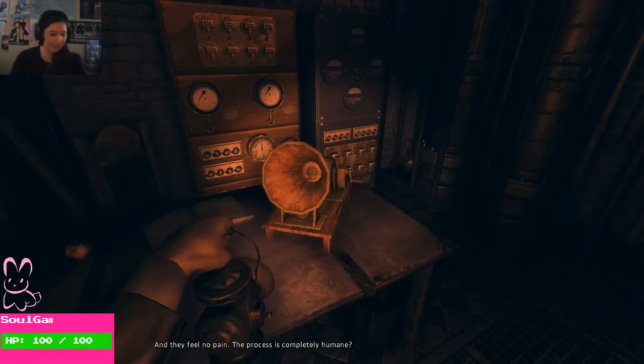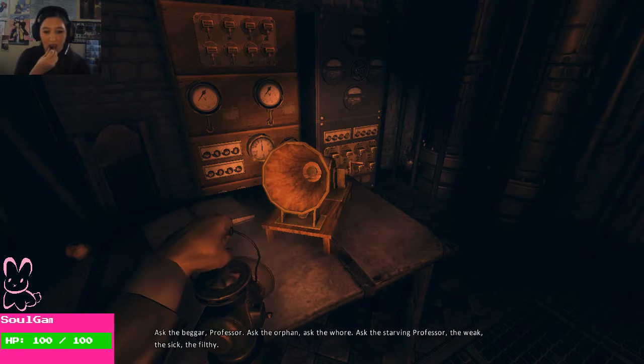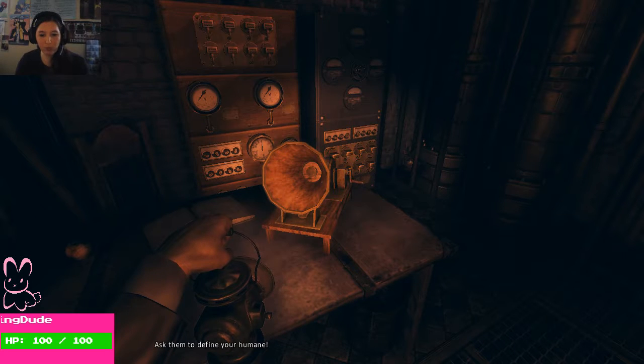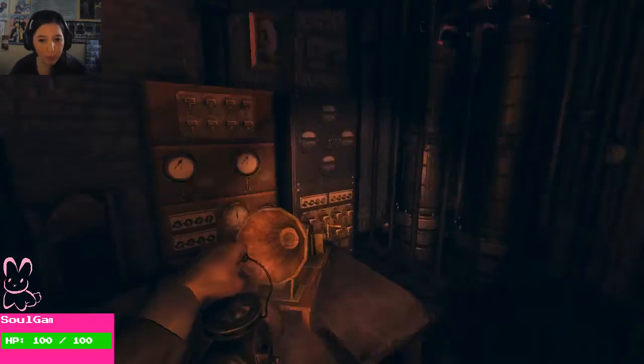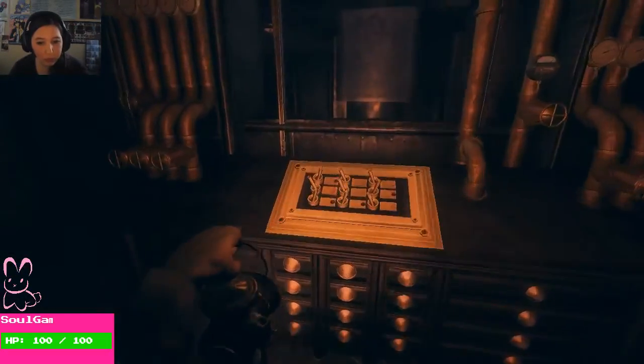And they feel no pain. The process is completely humane. Humane, Professor? That we judge the acceptable level of suffering by the human condition. Ask the beggar, Professor. Ask the orphan. Ask the whore. Ask the starving, Professor. The weak, the sick, the filthy. Ask them to define your humane. Okay.